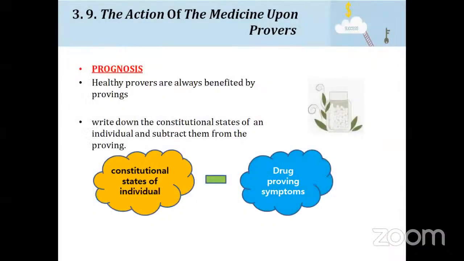And now it comes to the action of the medicine upon the provers. Here they tell that there are healthy provers who get benefited by the provings, and how we have to procure the symptoms is that we have to write the constitutional states of the individual at first, and then compare them with the proving symptoms, taking all the proving symptoms apart from their constitutional states. That is how he tells us to write down the constitutional states of an individual and subtract them from the proving in order to get the pure symptoms. So this is related to proving of medicines.